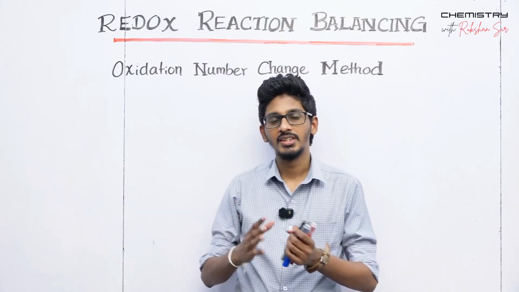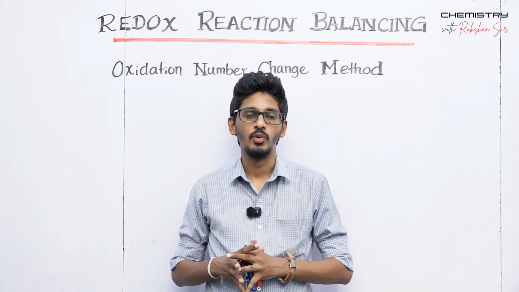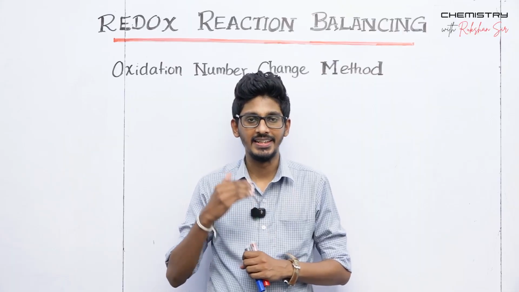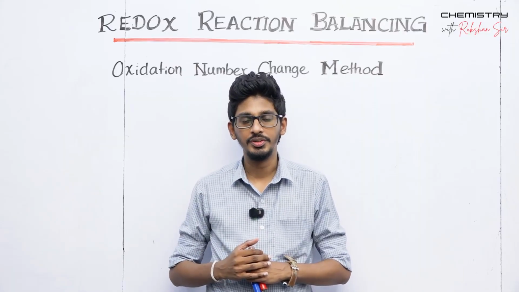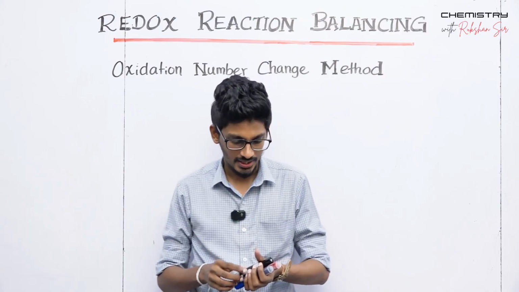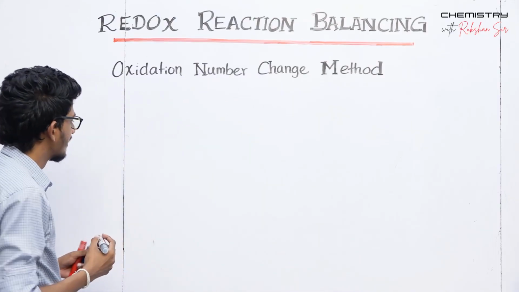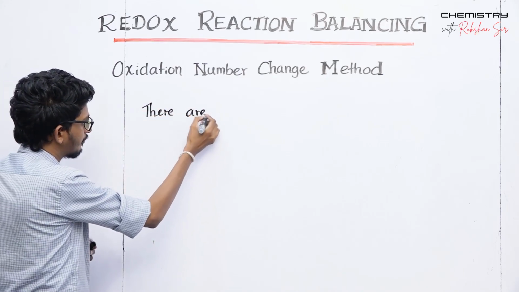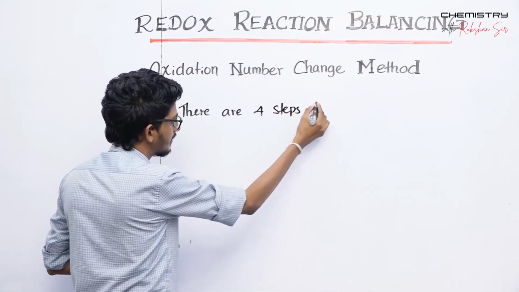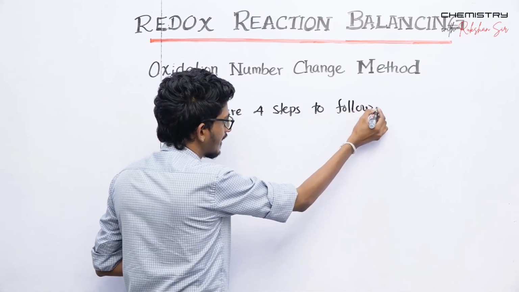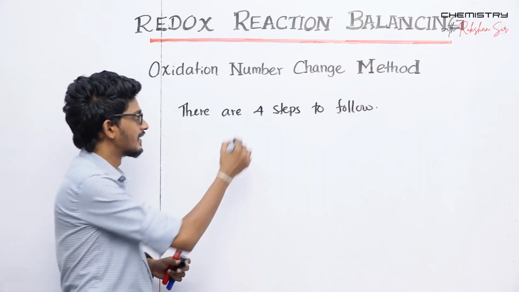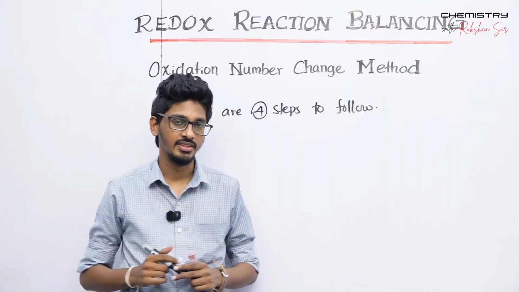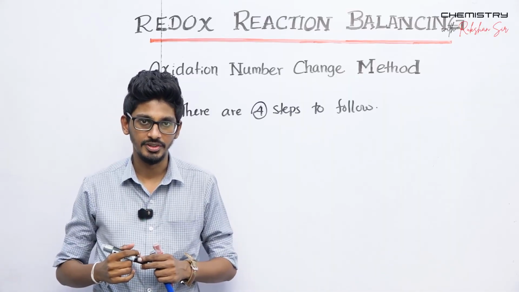Even in the oxidation number change method, there are 4 main steps to follow. I'll first write the 4 steps, then we'll take an example and use those steps to come up with the final answer. Actually, those are the 4 steps we had used with step B of the half reaction balancing technique. Let's quickly get some idea about the 4 steps.